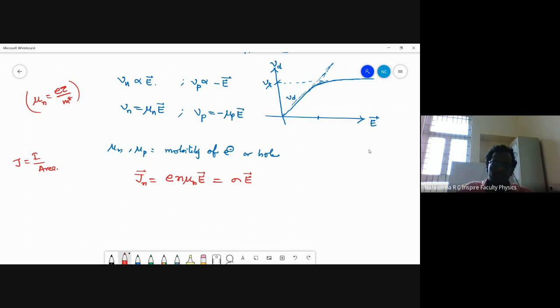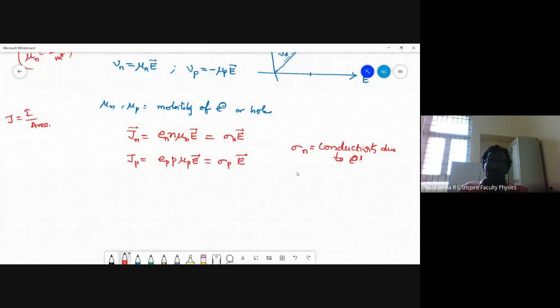Similarly, you can write down the current density for holes: the charge of a hole, the density of holes, its mobility, times the electric field. So sigma n is the conductivity due to electrons, and sigma p is the conductivity due to the holes. Now you can write down the total drift current density, that is J is equal to Jn plus Jp.